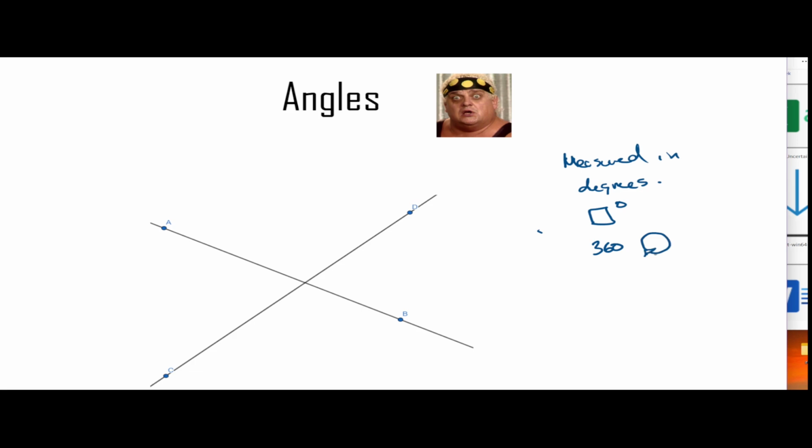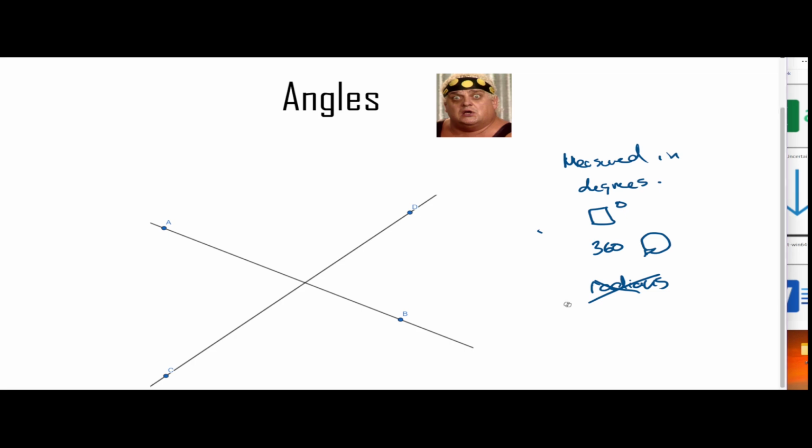At the end of year 12 and definitely in year 13 calculus, you'll be using a different set of units to measure angles, and that's radians. But before then, don't use radians.